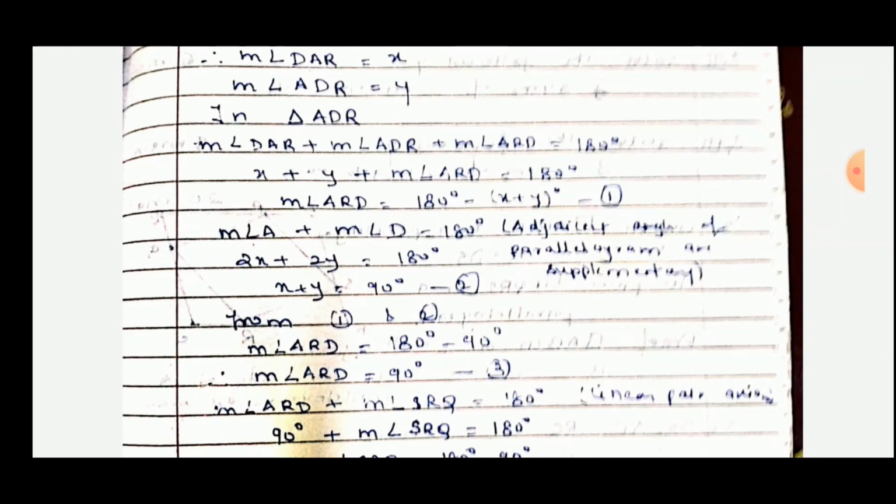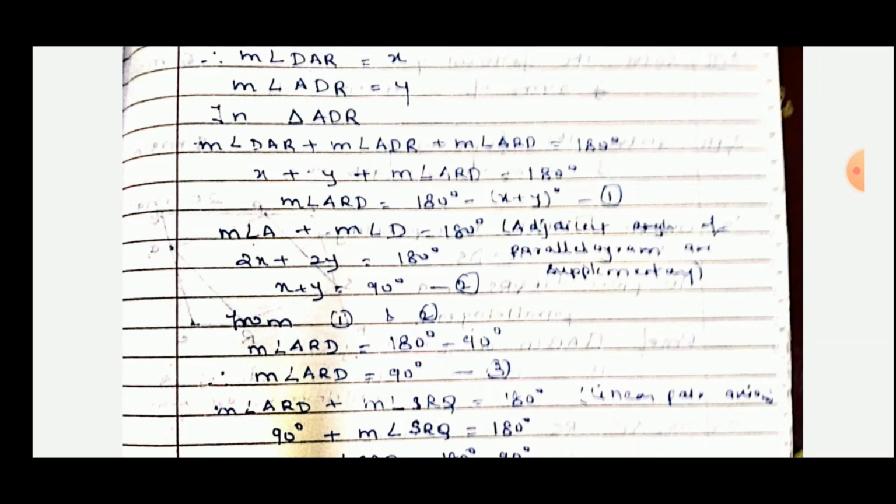So measure of angle A plus measure of angle D equals 180, because adjacent angles of a parallelogram are supplementary. So 2x plus 2y is equal to 180, x plus y is equal to 90. So from 1 and 2, measure of angle ARD is equal to 180 minus 90. So ARD will be equal to 90 degrees.